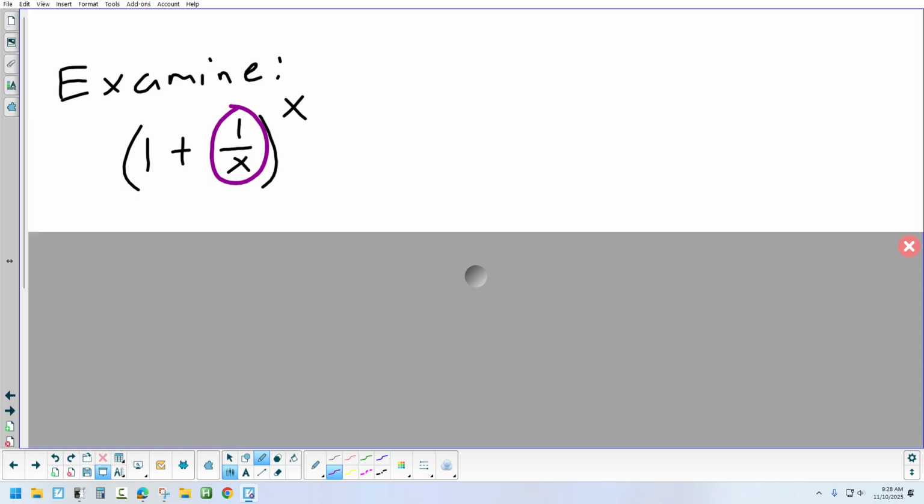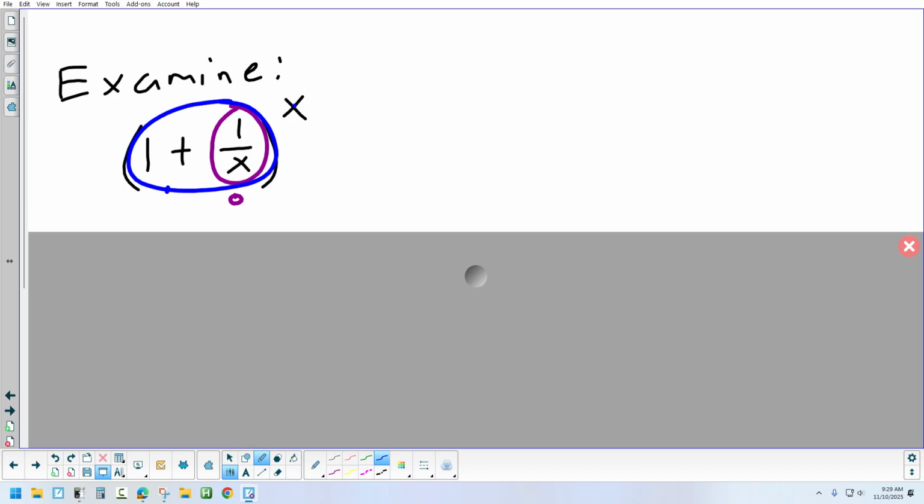Yep. This approaches 0. Okay. So as x gets bigger, that approaches 0. So what happens to this thing that I just circled in blue? As x gets bigger and bigger and bigger, what's circled in blue will approach what? Yeah? 1. This will approach 1. So we have a number that's approaching 1 being raised to an infinitely large power.